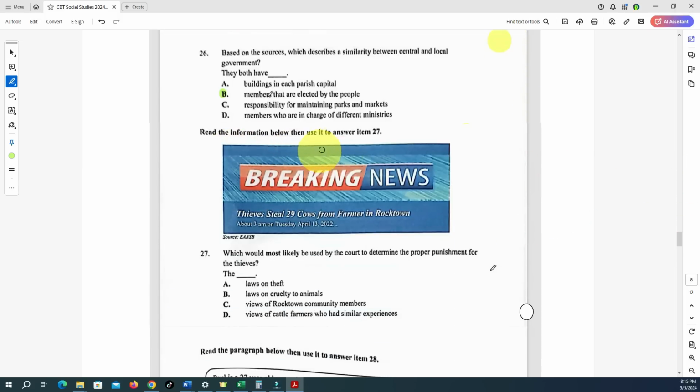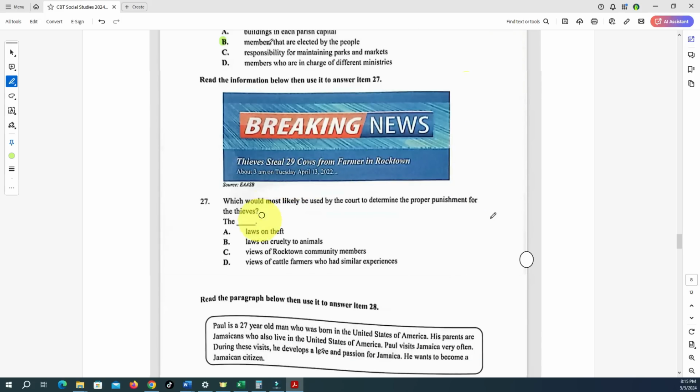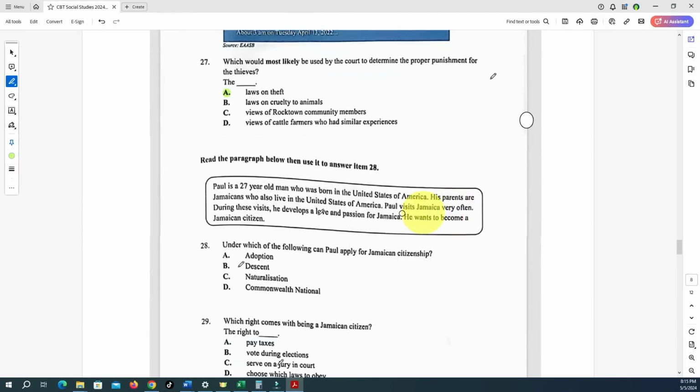Read the information below, then use it to answer item 27. It says, breaking news. Thieves steal 29 cows from farmer in Rocktown about 3 a.m. on Tuesday, April 13, 2022. Which would most likely be used by the court to determine the proper punishment for the thieves? Laws of theft. I'll definitely say it's A.